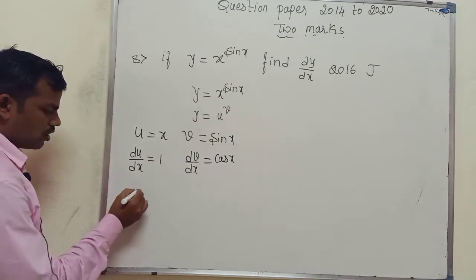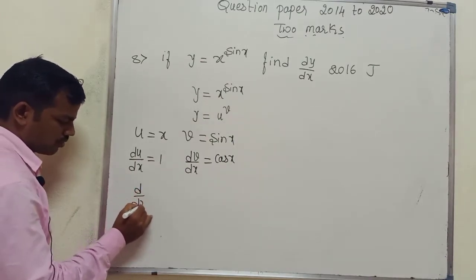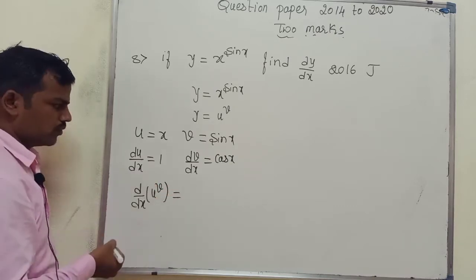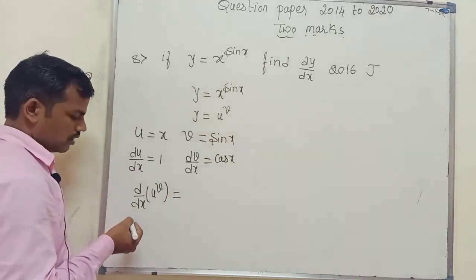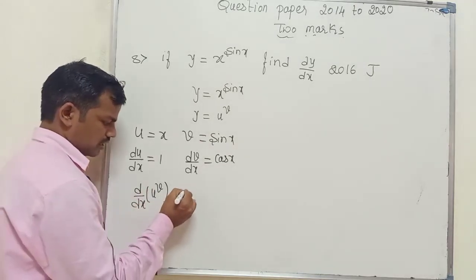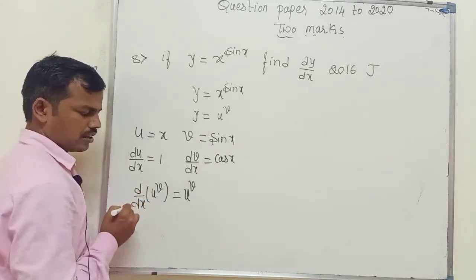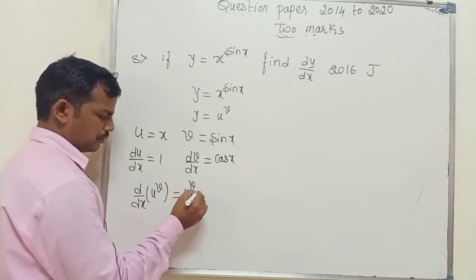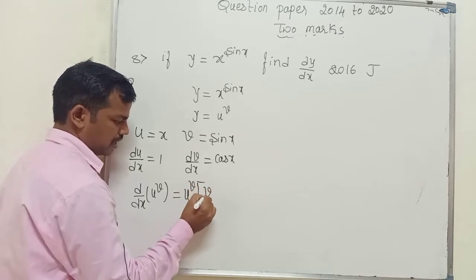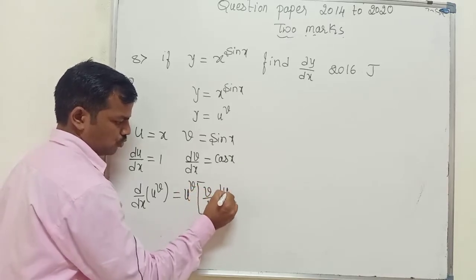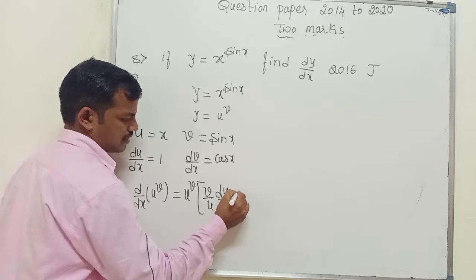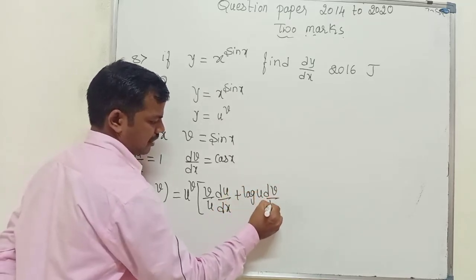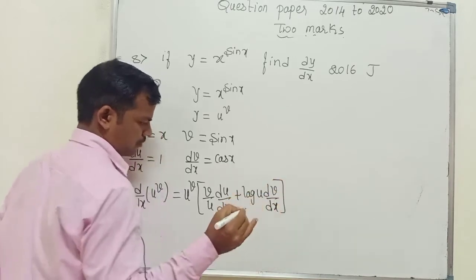So now we already know the derivative of u raised to v. Use this formula, it will become very easy now. So that is u raised to v into, what we get, v by u into du by dx plus log u into dv by dx. So this completes the problem formula.